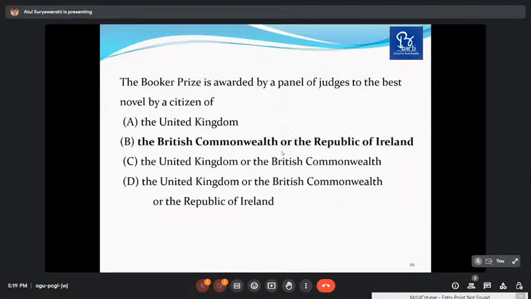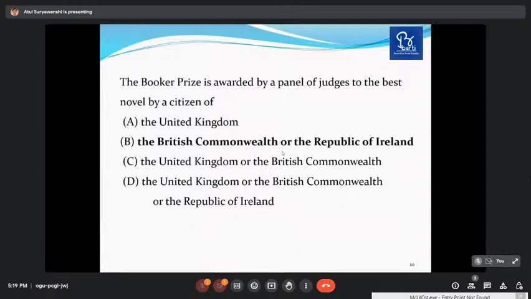Let us proceed further. The next question in the series. The Booker Prize, as I told you in my previous lectures, is awarded by the panel of judges to the best novel by a citizen of which country? A, UK, that means United Kingdom, that means England. B, the British Commonwealth, or the Republic of Ireland. The third, UK and the British Commonwealth. The fourth, UK and the British Commonwealth, or the Republic of Ireland.